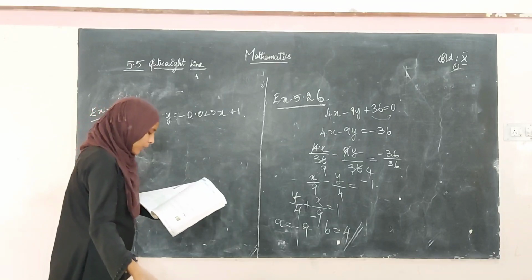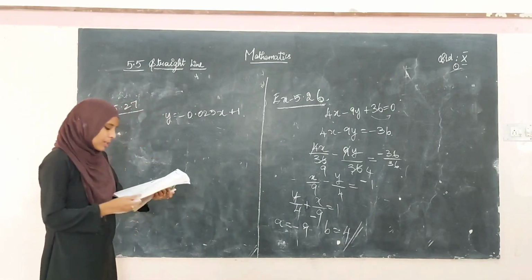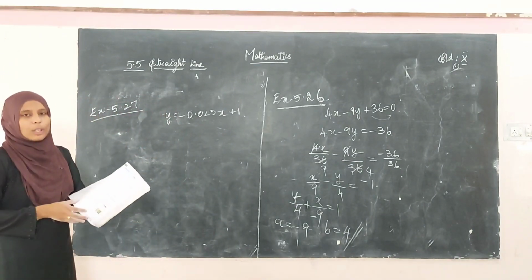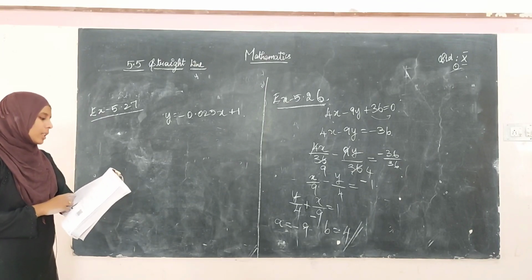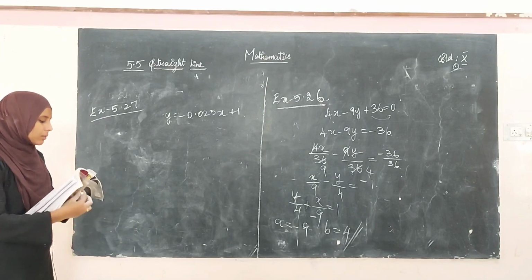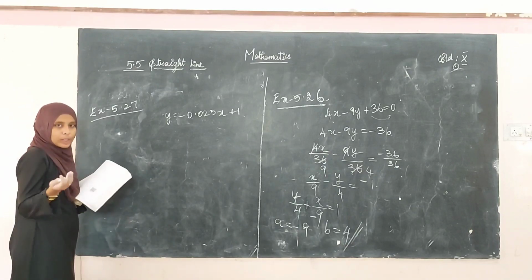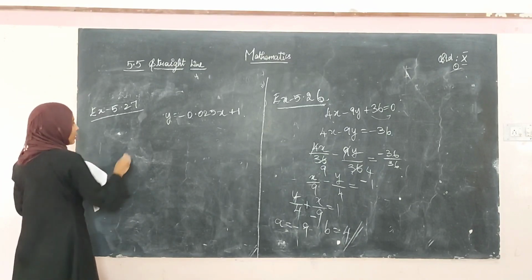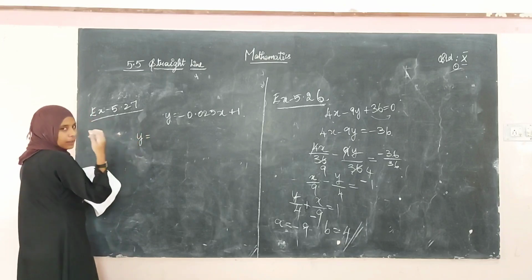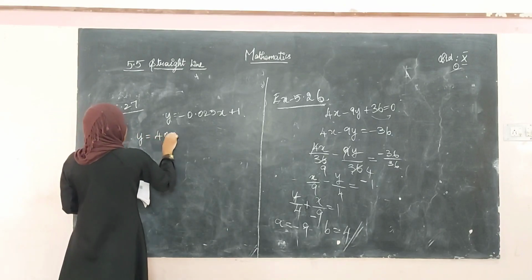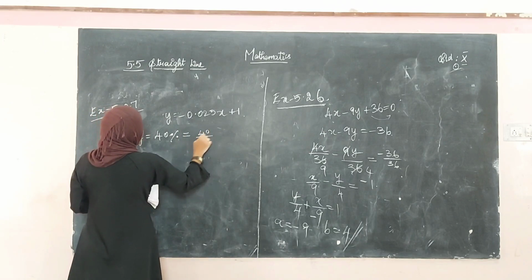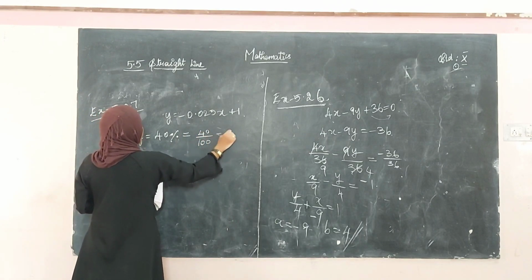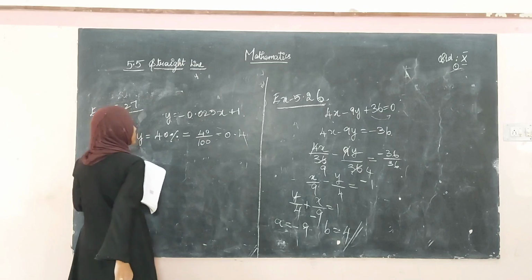Now see the second one. Find the number of hours elapsed if the battery power is 40%. Okay, so 40% battery is remaining. Now you have to find the time taken for that. That is, y is the battery percentage, that is 40 percentage. 40% means 40 divided by 100, which is equal to 0.4.